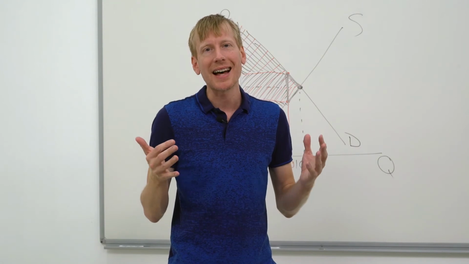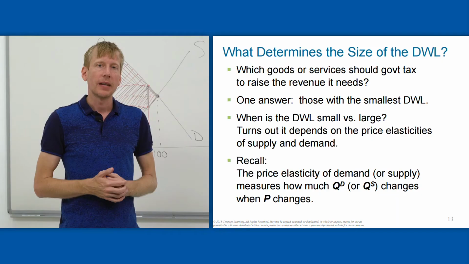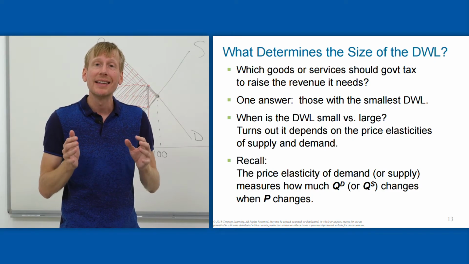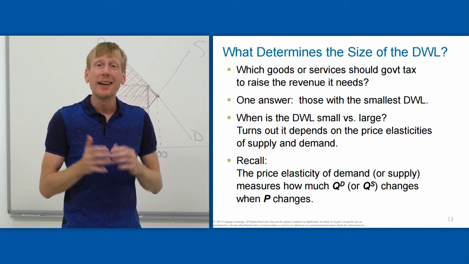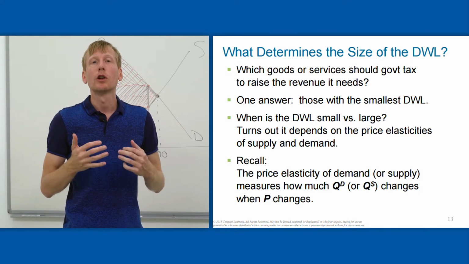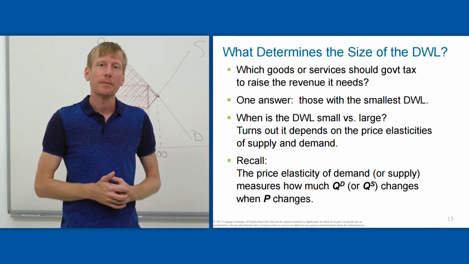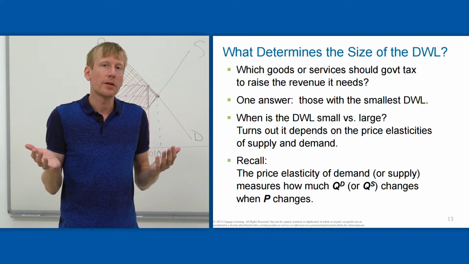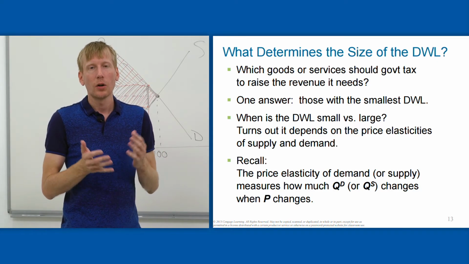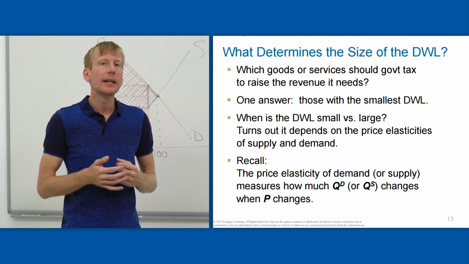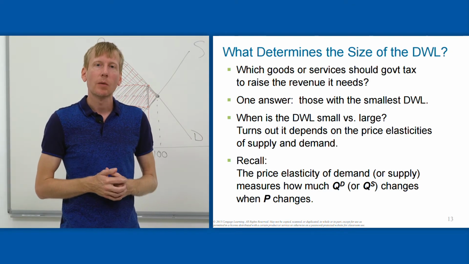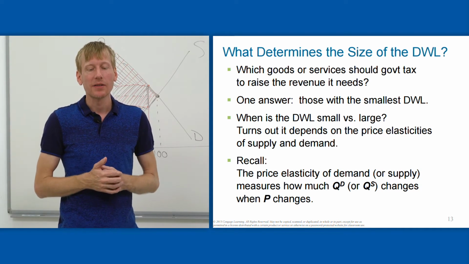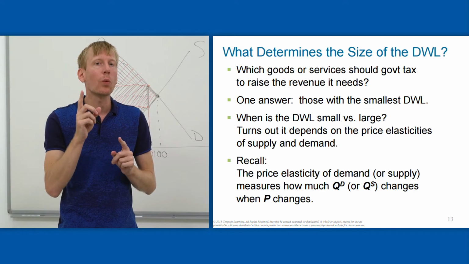So what determines the size of deadweight loss? Ideally, if we're going to choose an optimal tax policy, we might choose a tax policy that did the least damage to our economy. That might be a tax policy that had the lowest associated deadweight loss, or the least inefficiency that's generated. What determines whether the deadweight loss is large or small? Ultimately, it's elasticities, both the price elasticity of demand and the price elasticity of supply. Both of them, not just one.